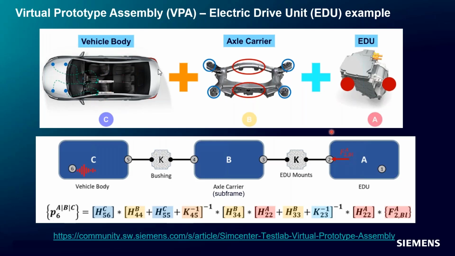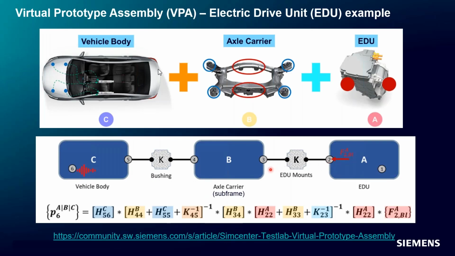So we want to see, for example, if I change one electric drive unit to another, how the interior noise changes based on those changes. Or if you want to change the bushing rate, how does the whole thing affect it? This problem can be broken down in the form of a block diagram, like A, B, and C. This is the EDU, this is the subframe, and this is the vehicle body.